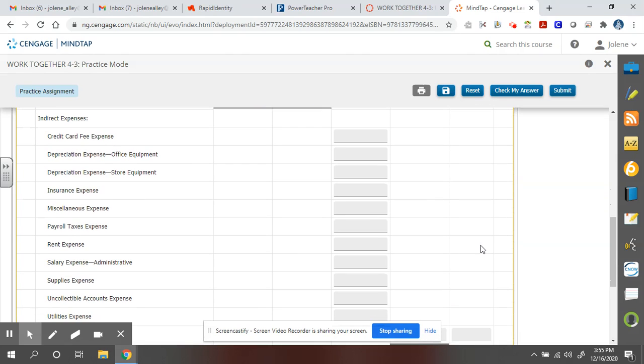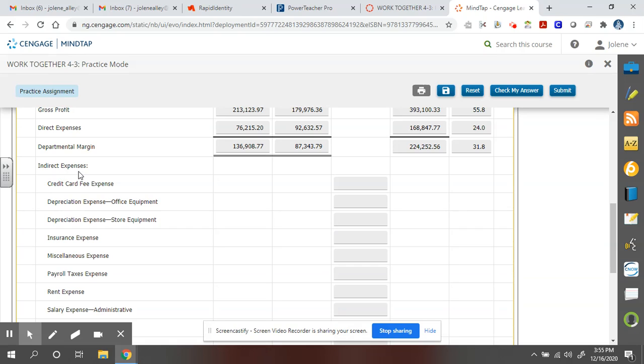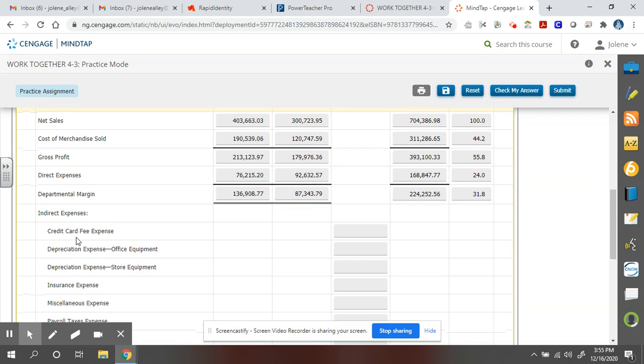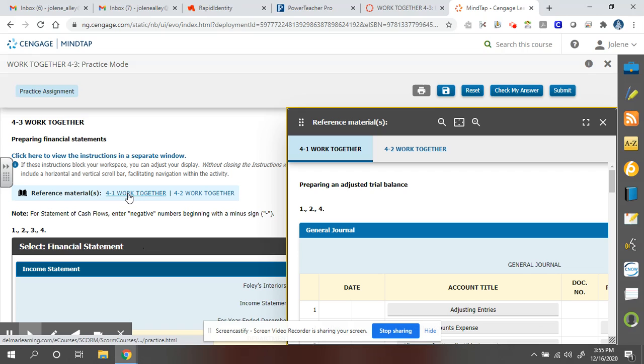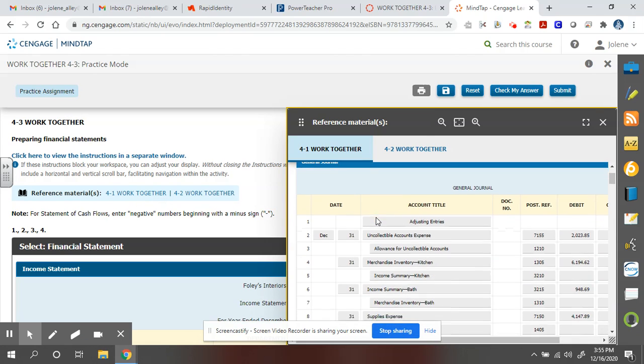All right, so now I go down here to indirect expenses. So indirect expenses would be those things that the whole store uses, but you got to pay from it. You got to pay all this stuff equally amongst all the departments. Okay, so let's find these numbers for this. And it says the first one here is credit card expense, credit card fee expense. I'm going to guess this was over here, maybe.